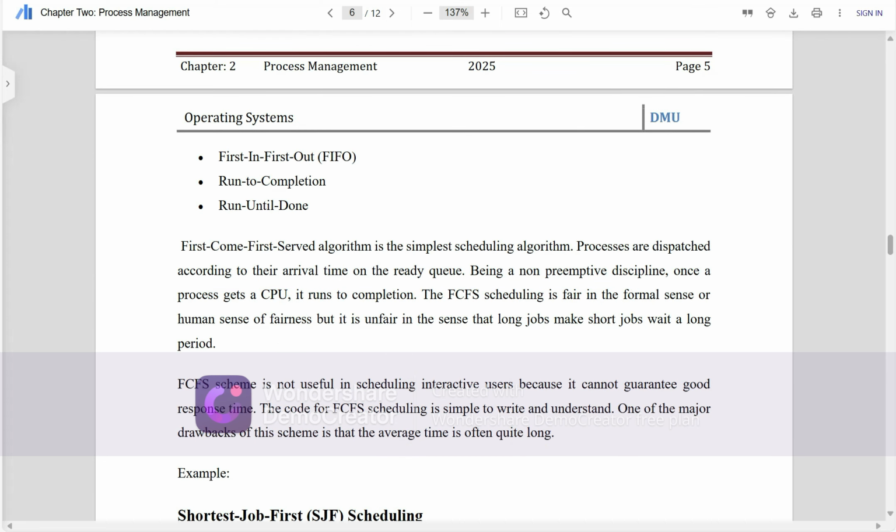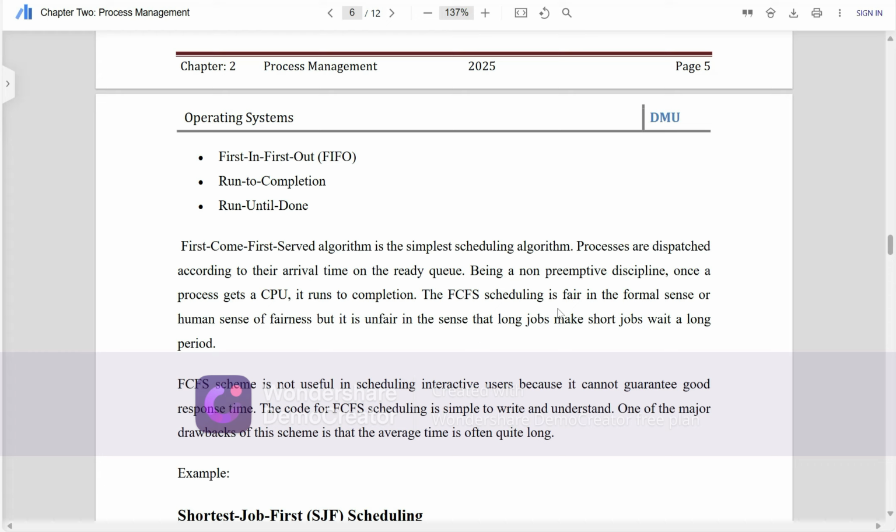So the first come first served scheduling algorithm is the simplest scheduling algorithm as compared to others. Processes are dispatched according to their arrival time on the ready queue. If a given process comes first, it accesses the CPU and works until the end of its task, on the principle of run to completion. Being a non-preemptive discipline, once a process gets the CPU, it runs to completion.